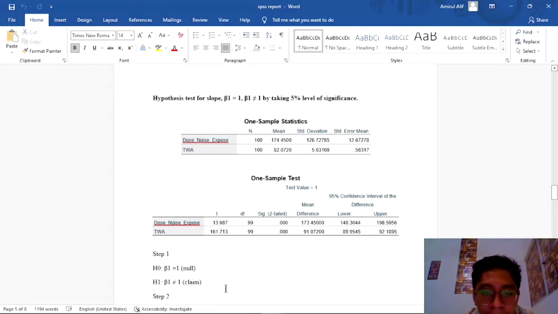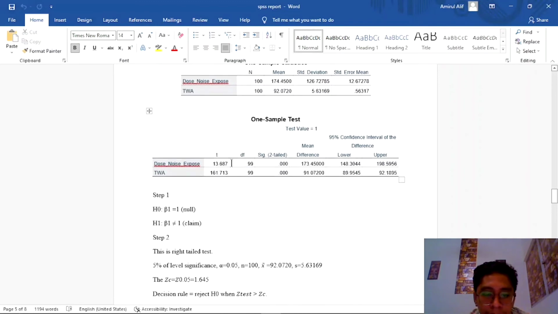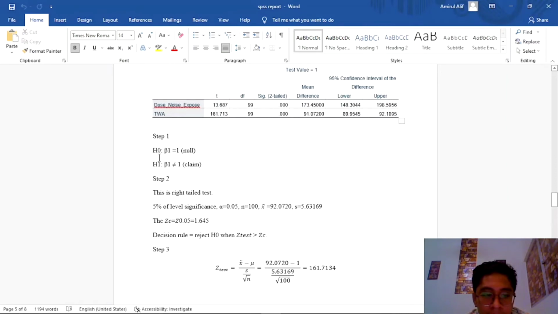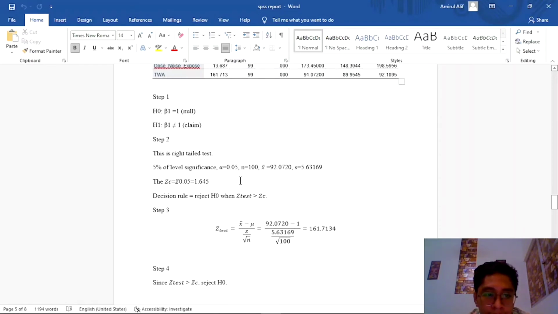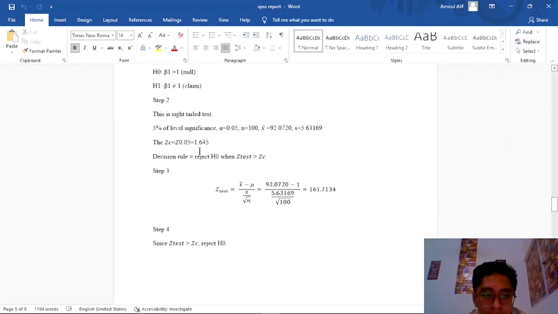Assalamualaikum and good morning. My name is Imran Muhammad Ghazali and I'm going to explain the hypothesis test for slope, beta 1 equal to 1 and beta 1 not equal to 1, by taking 5% level of significance. Okay, this is our sample statistic and test sample. And we can see here, this is the null hypothesis and claim. And this is the formula and that is the data we use.